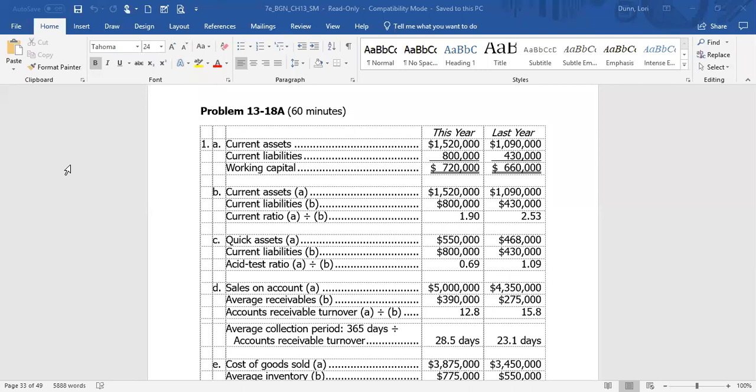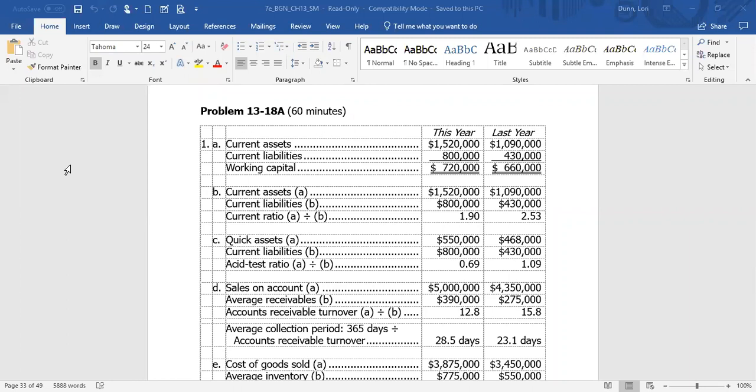Now, if we want, and we should, we want to determine, well, what's the average time it takes us to collect our money? Take 365 days, representing an entire year, divided by the number of times per year you collect your money, which is accounts receivable turnover. It takes about 28 and a half days for us to collect the money from the day of the sale to ultimately receiving the money from the customer.